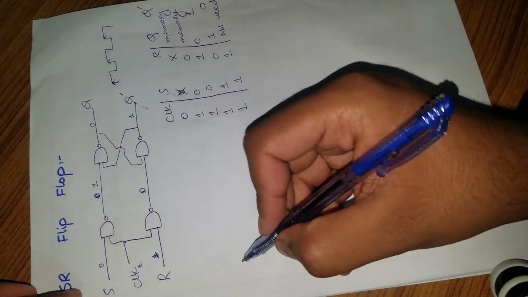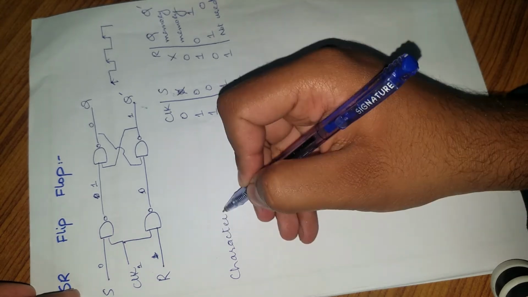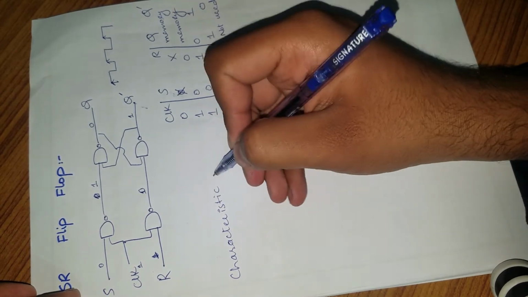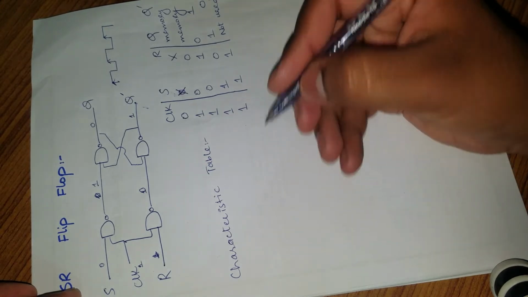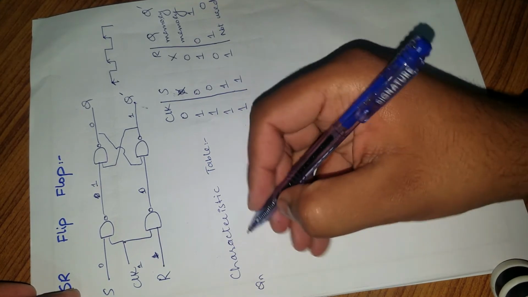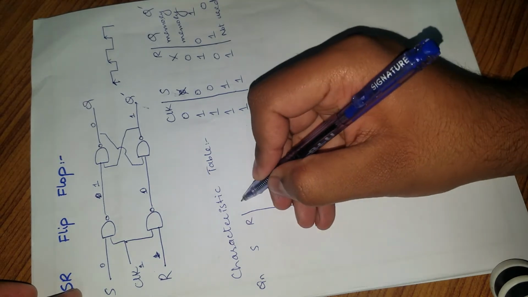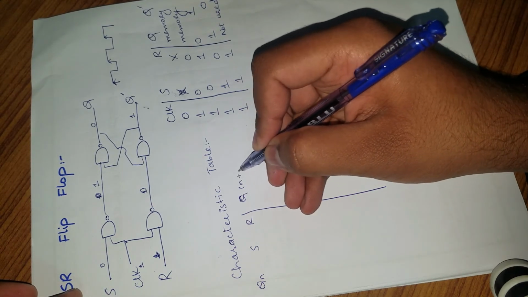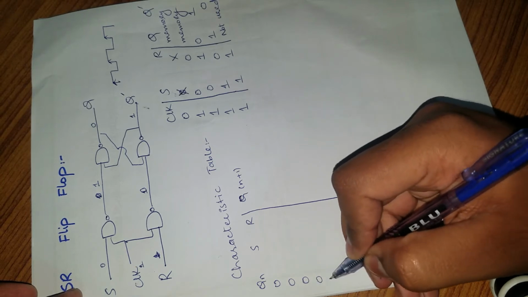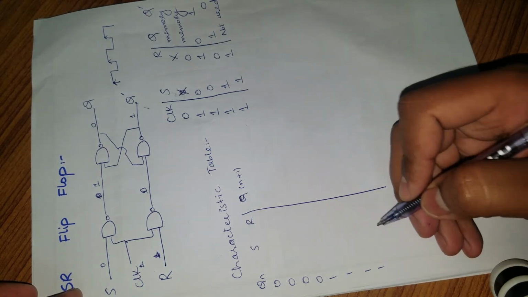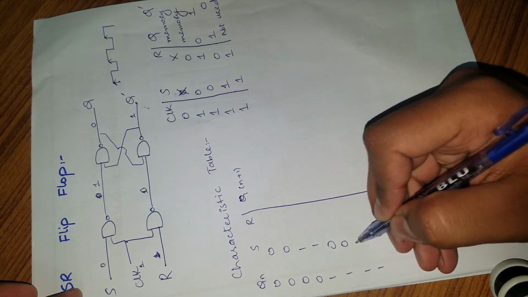Now I am going to draw its characteristic table. What we are going to do in the characteristic table is find the next state of the output. We will have Qn, S and R as the 3 inputs, and our output Qn plus 1. We will make the combinations of the input variables with respect to S and R.